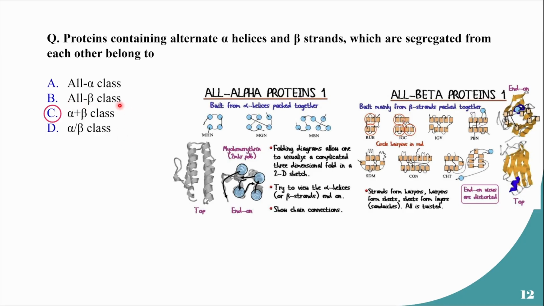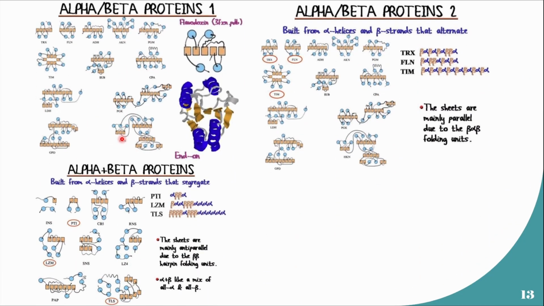Now, the confusion might arise in some cases. What is the differentiation between the alpha plus beta and alpha by beta or alpha slash beta classes? So you can take a look at that. Here, basically, we can see alpha by beta or alpha slash beta proteins.